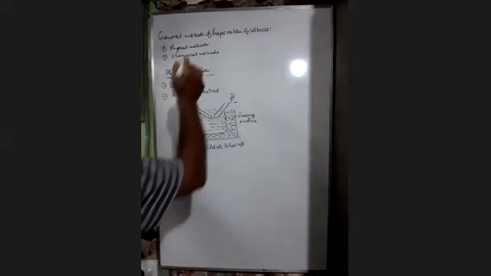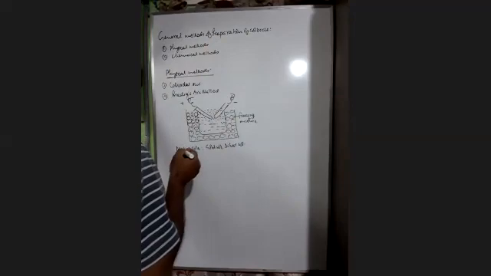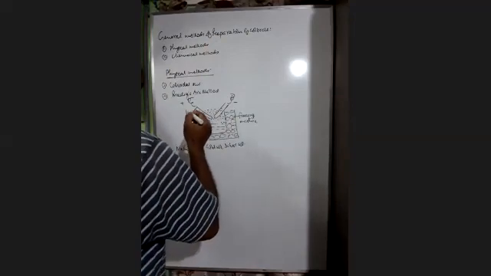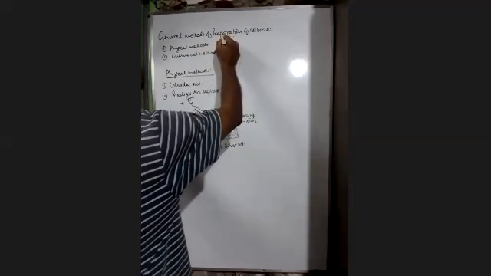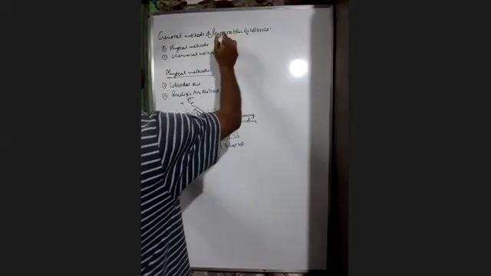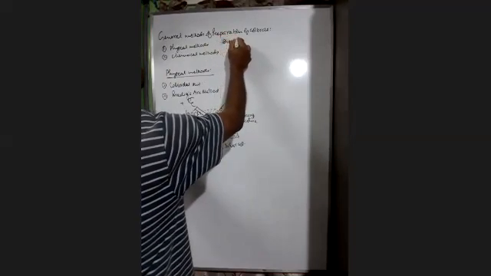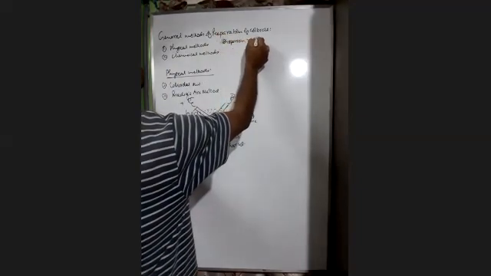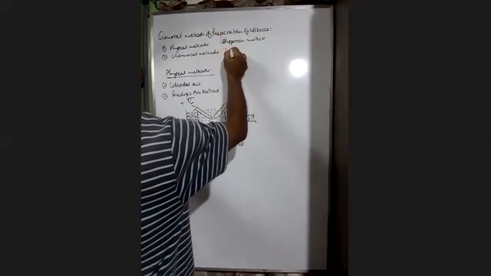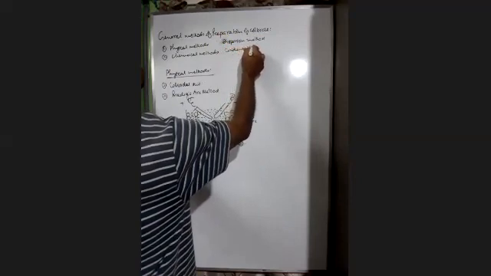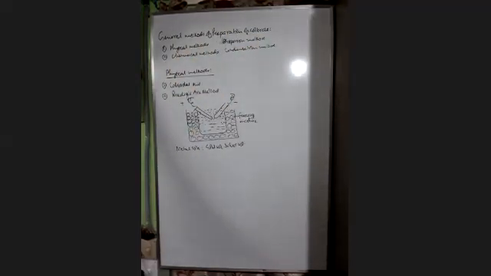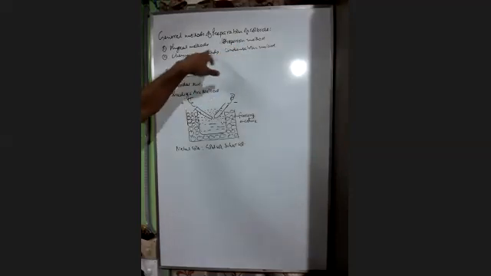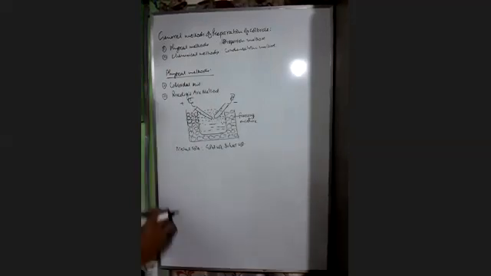Now, the physical method is also known as, because another name is also there, we call them the dispersion method, and this is called condensation. In my copy, I have written this one: dispersion and condensation method. The dispersion method is the physical method, and the condensation method is the chemical method.